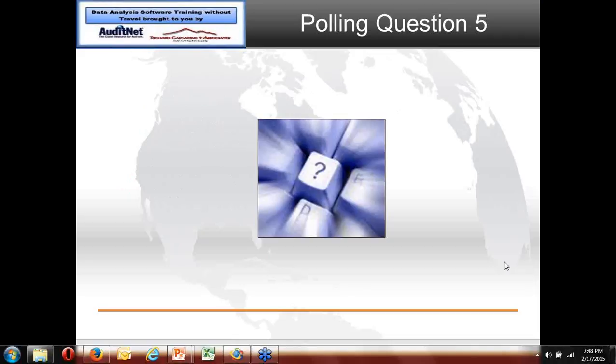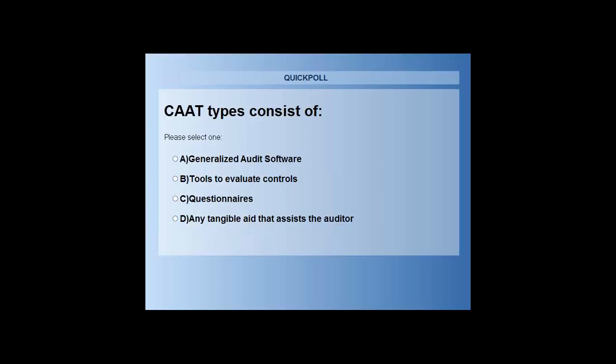And our next polling question is looking at the types of audit software. It says CAT types consist of generalized audit software, tools to evaluate controls, questionnaires, any tangible aid that assists the auditor.